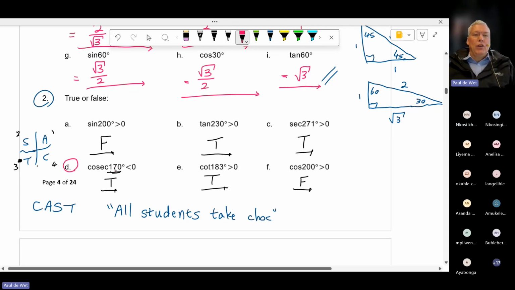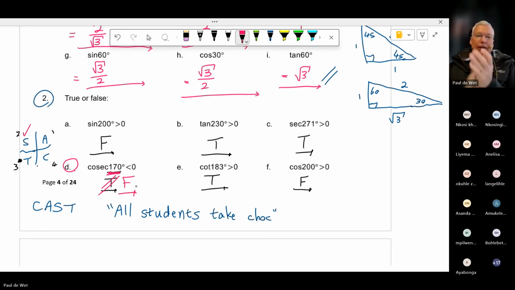Okay, so it's saying cosec of 170. Which quadrant are we in at 170? Quadrant 2. Okay, so we're in here. Now cosec and sine are upside downs of one another, and they are both positive in quadrant 2. And so I have got this wrong. Thank you very much for correcting me. This should be false. Thank you.